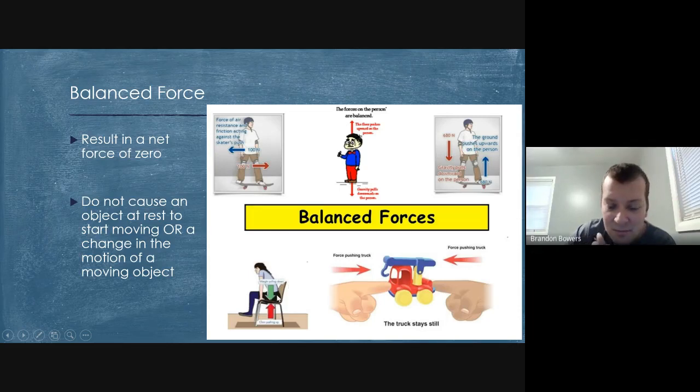So this means it doesn't cause an object at rest to start moving or vice versa, or a change in motion of a moving object. Let's say both of you are pushing on a toy truck. If it's equal force, the truck's not moving, right? The net force is 0.